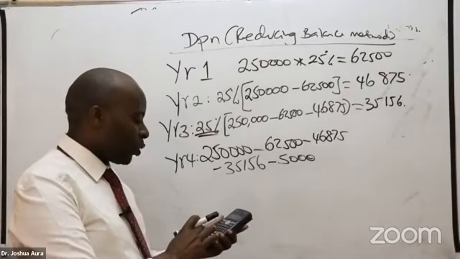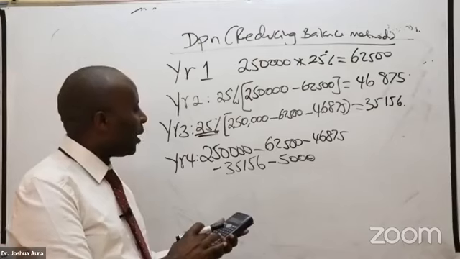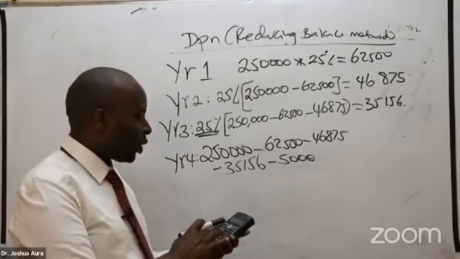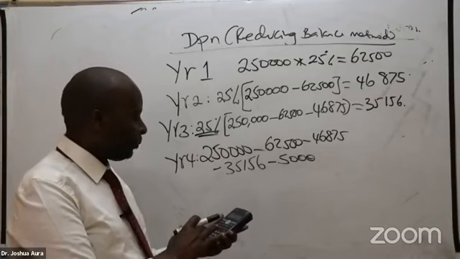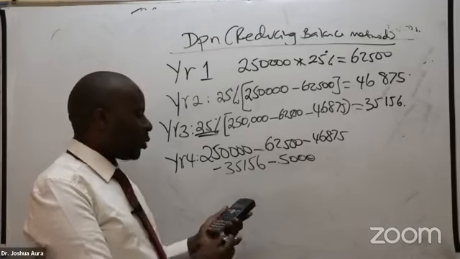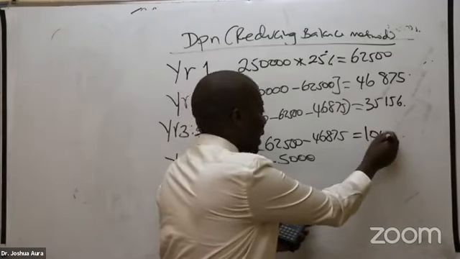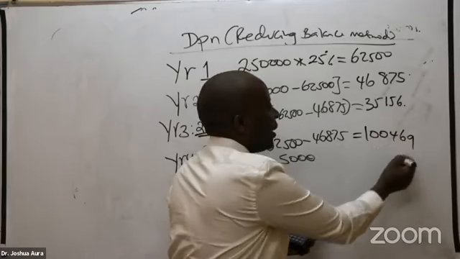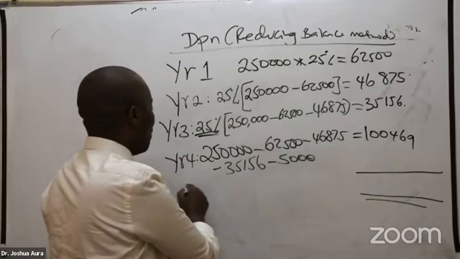So then this will be 250,000 minus 62,500, minus 46,875, minus 35,156, minus 5,000, like that, which will end up giving us, ladies and gentlemen, 100,469.